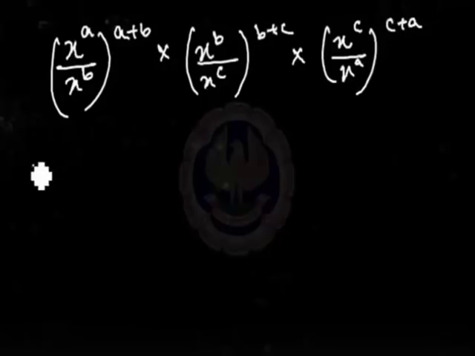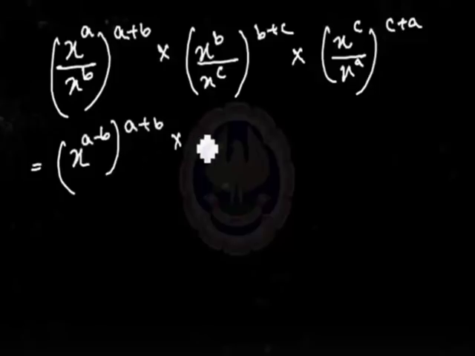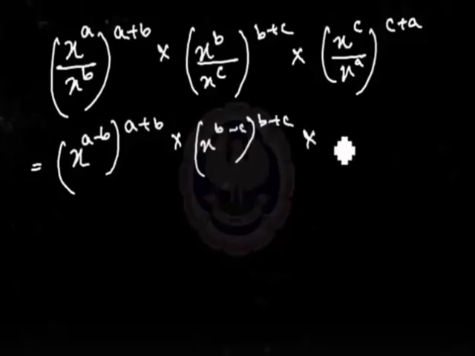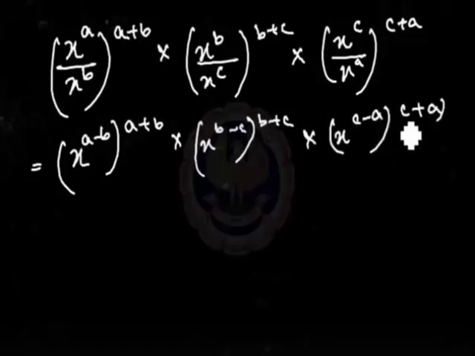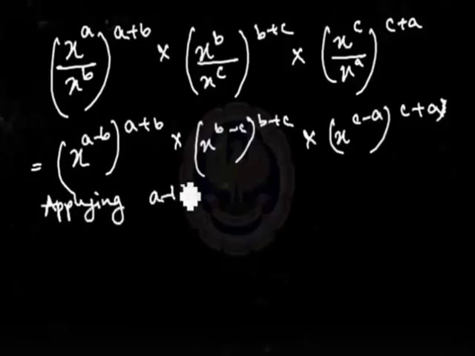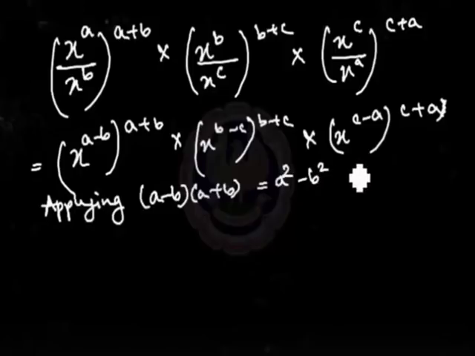Okay, so let's continue. x^a by x^b is x^(a-b), the whole to the power a+b, into x^(b-c) to the power b+c, into x^(c-a) to the power c+a. Right? Agreed? I just told you, a minus b into a plus b is what? a square minus b square.